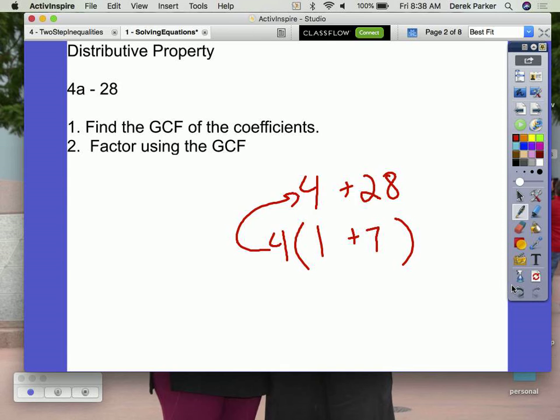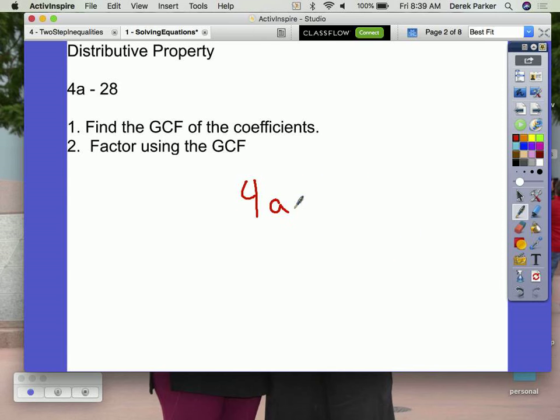Now, let's look at one with a variable. 4a minus 28. In this one, my greatest common factor is still 4. 4 goes on the outside. Now, the difference is I can't do anything with that a. I can't pull it out because 28 does not have an a. So the only thing that comes out is the 4. 4a divided by 4 is just a. 28 divided by 4 is 7. The sign stays the same. My answer is 4 parentheses a minus 7.